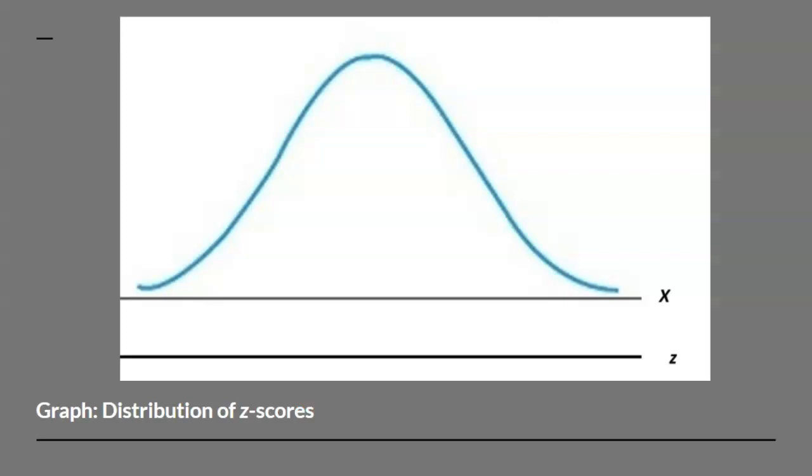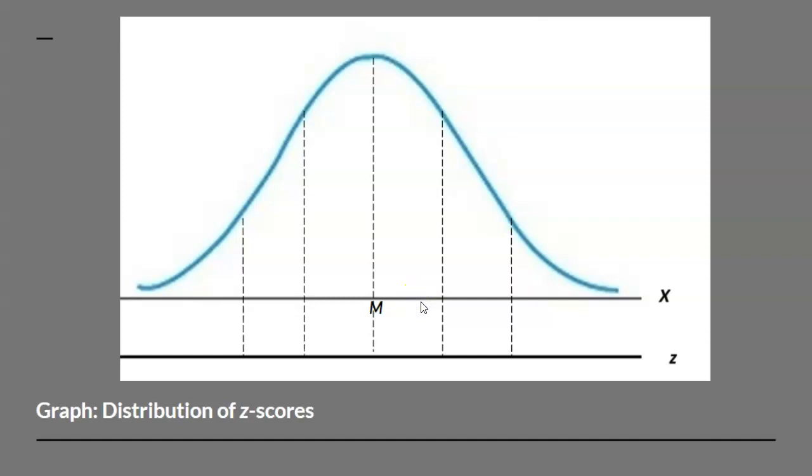Because z-scores are a standard score, we can graph them. This graph is a distribution of z-scores. Recall that distribution is just a fancy word for a table or graph. Also recall that a normal distribution is a bell-shaped curve, unimodal, and symmetrical. Therefore, the mean is always in the middle of the distribution. The dotted lines here indicate that there is one standard deviation in between them.